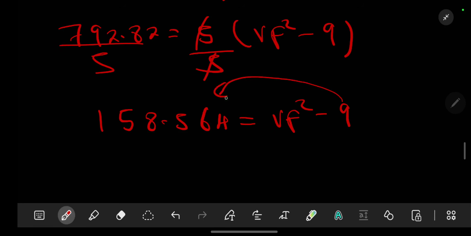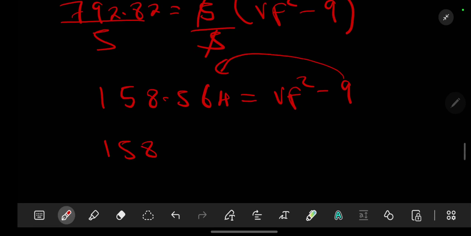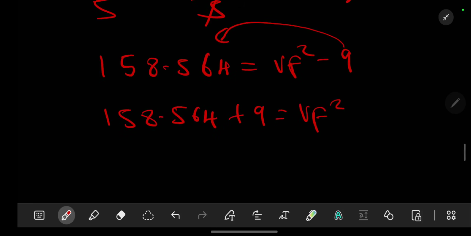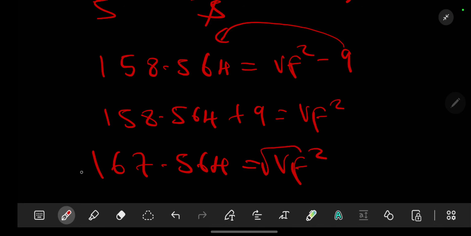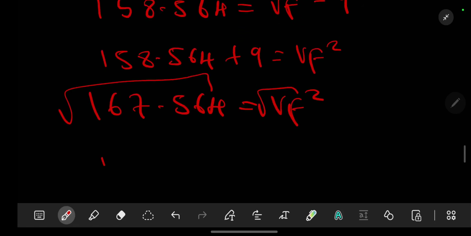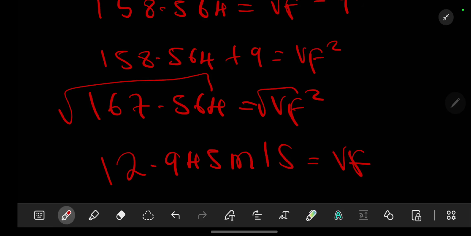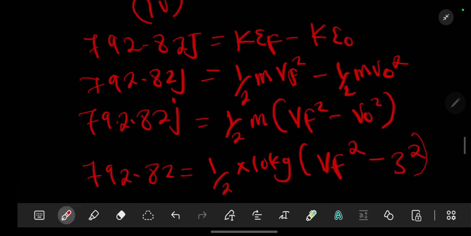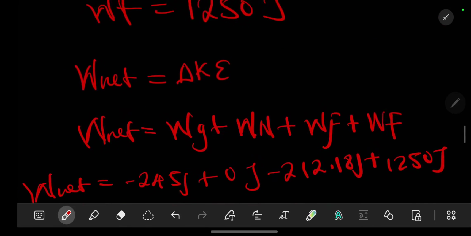Taking the 9 to this side, 158.564 plus 9 is equal to v final squared. Adding 9, we get 167.564, which is equal to velocity final squared. If we find the square root, this gives a value equivalent to 12.945 meters per second, which is our velocity. So that is how you use that equation.